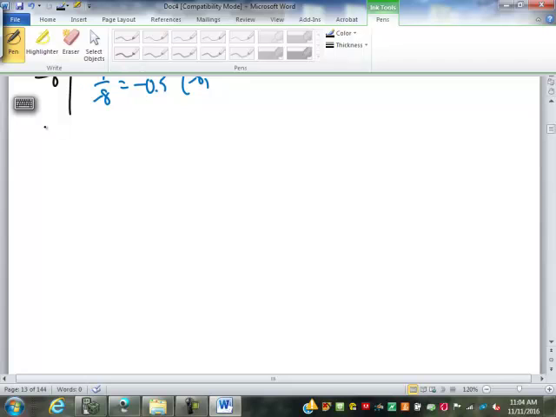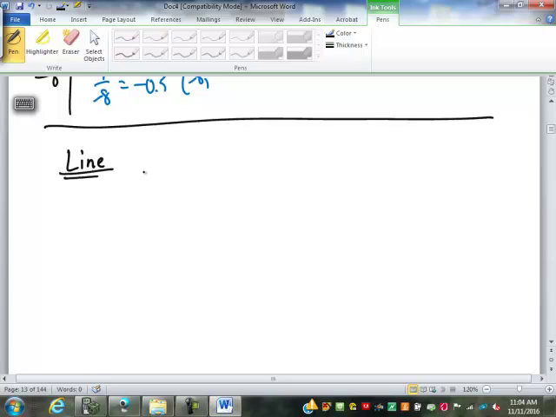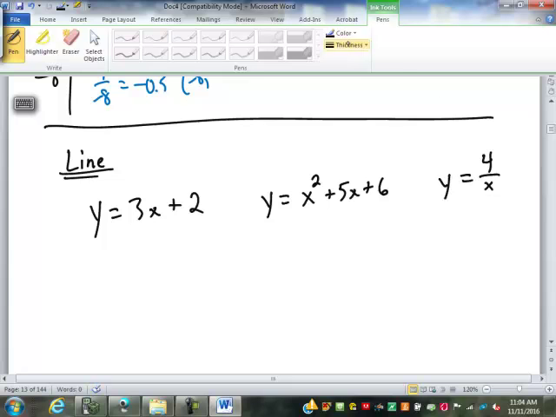Well, we want to focus in now on special shapes. One of them is a line. The first thing we need is to be able to figure out when an equation, when a graph, is going to be a line. Well, if we look at what we did up above, we had y equals 3x plus 2. We had y equals x squared plus 5x plus 6. And we had y equals 4 divided by x. The only one of those that formed a line was this one here.